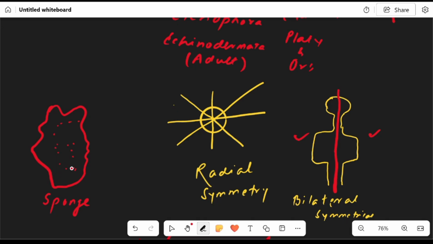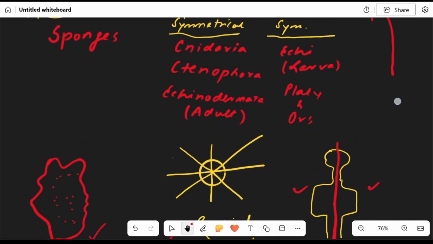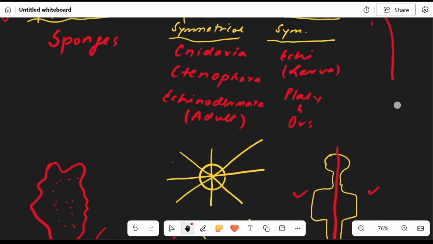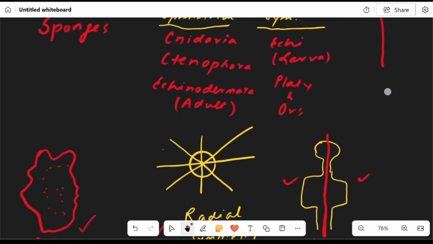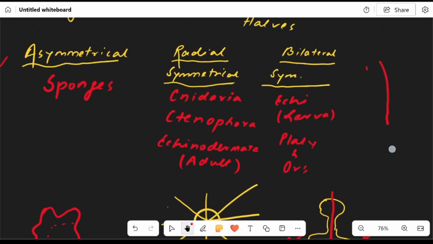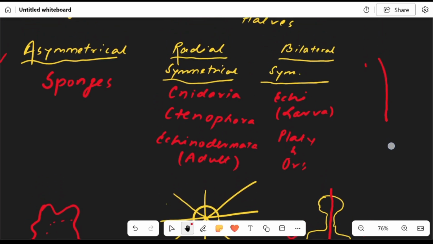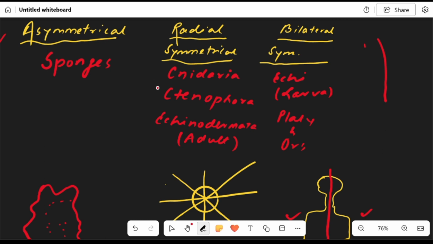So sponges are asymmetrical. Radially symmetrical are Cnidaria and Ctenophora, and Echinodermata only as adults. Echinoderm larvae are bilaterally symmetrical, as are Platyhelminthes and others.